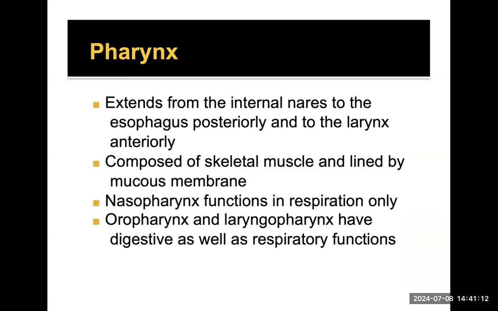The pharynx extends from the internal nares to the esophagus posteriorly and then to the larynx anteriorly. It's composed of skeletal muscle and it's lined by the mucous membrane. The nasopharynx functions in respiration only, and then the oropharynx and laryngopharynx have digestive functions as well as respiratory.